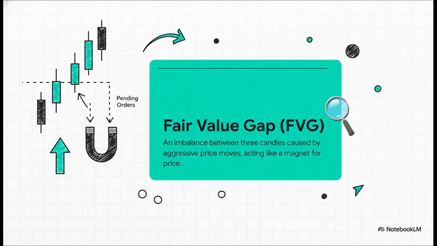Another one of these key areas is the fair value gap, or FVG. This happens when price moves so aggressively that it leaves an imbalance, a literal gap between the wicks of three candles. This little gap is full of pending orders, and it acts just like a magnet, often drawing the price right back to fill it before continuing on its way.